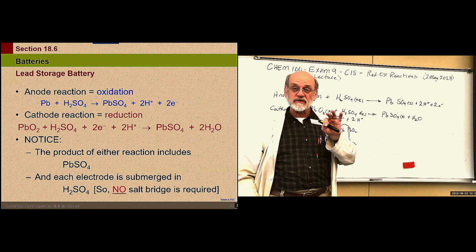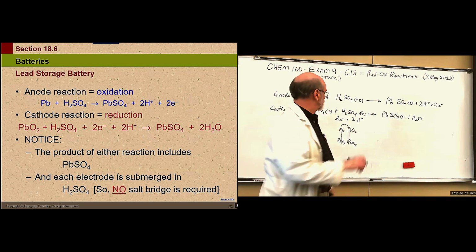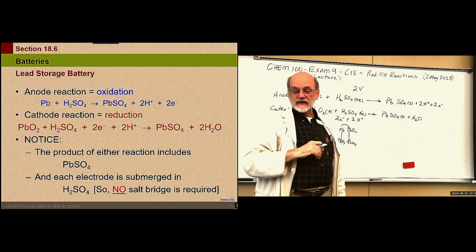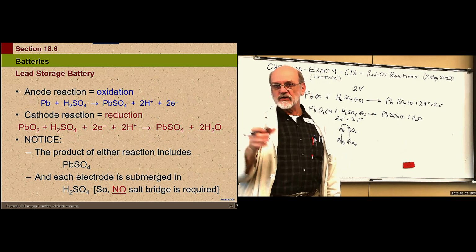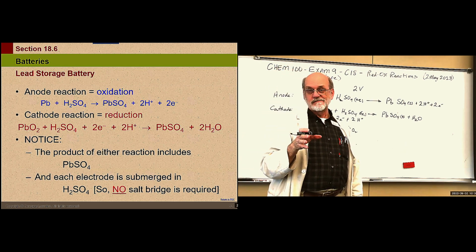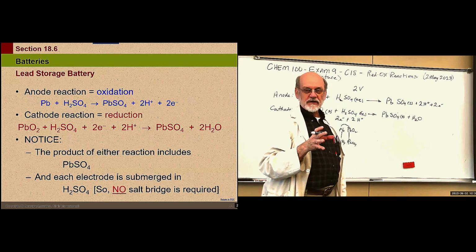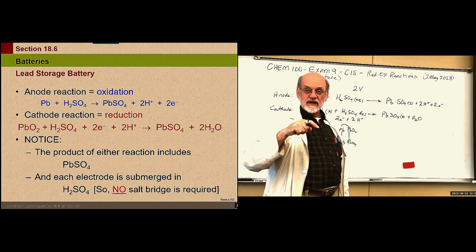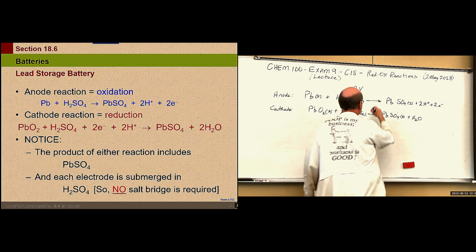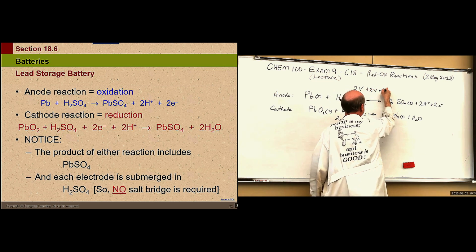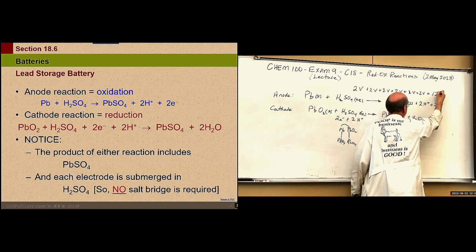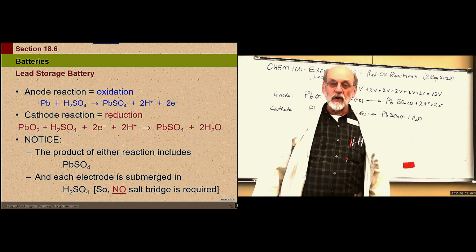The spontaneous reaction produces 2 volts. 2 volts for each one of the cells. And if you've ever noticed, batteries under your hood have 6 cells. Right? For cars, for automobiles. And they're connected in series. When you connect these cells in series, you add the voltage. So if you got 6 of them, one, two, three, four, five, six. That equals 12 volts. That's why your car battery is 12 volts.